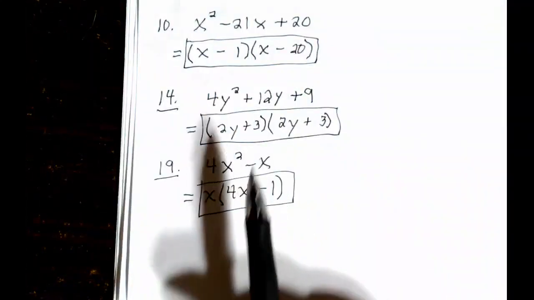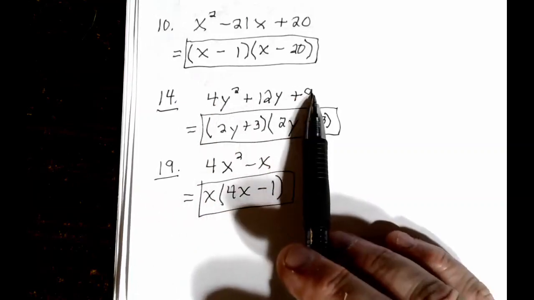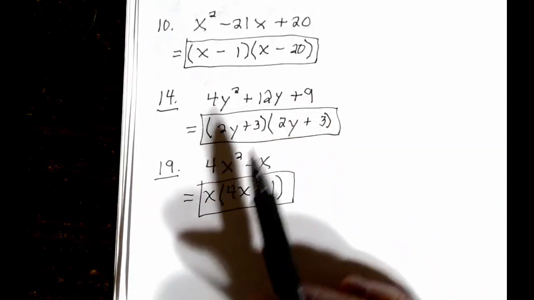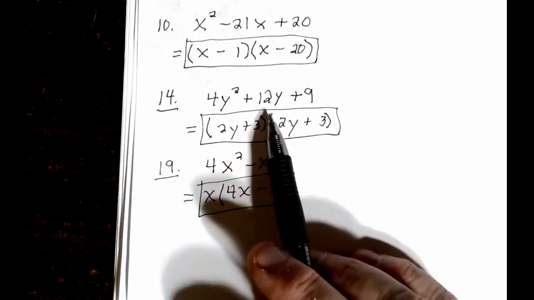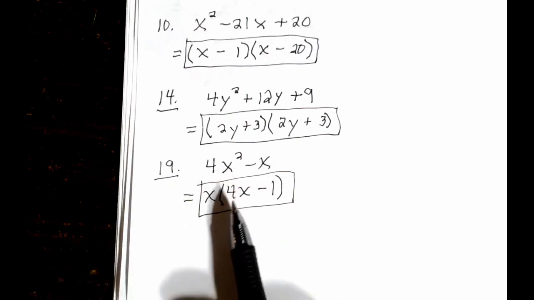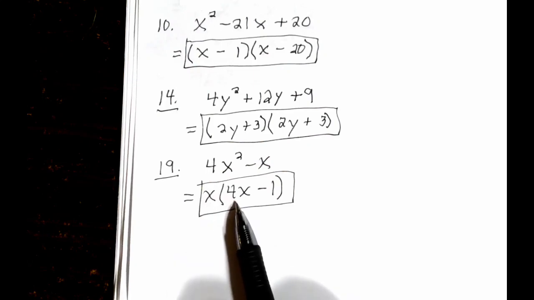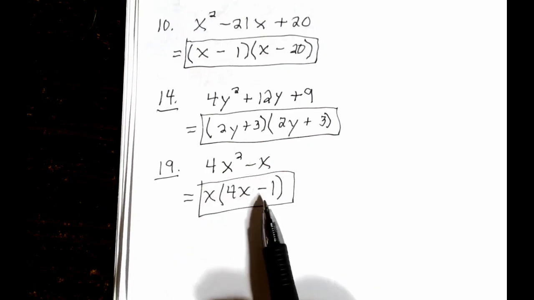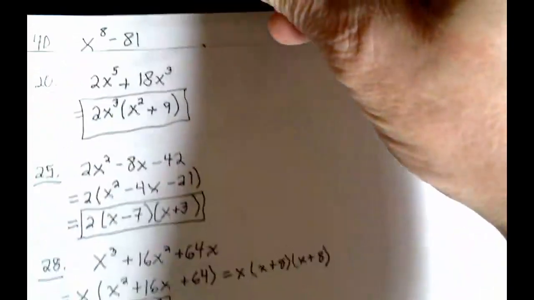Now 14, 4y squared is 2y and 2y. 9 is 3 and 3. Let's check to make sure our middle term adds up. That's 6y, and 6y adds up to 12y. Okay? And finally, number 19, x. Take an x out of 4x squared, it's just 4x. Take an x out of x, and it's just 1. Okay? Number 20.